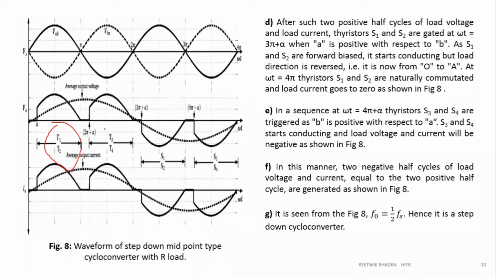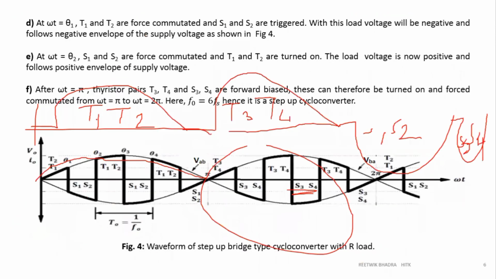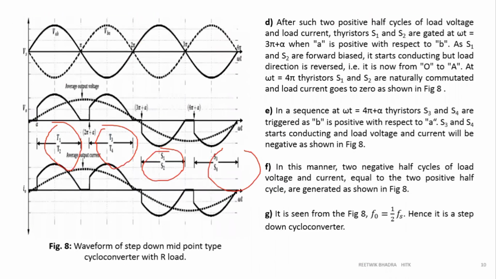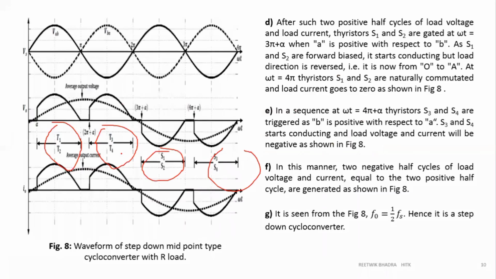So T1 T2 T3 T4 S1 S2 S3 S4. This is what we have discussed right now. So pulses should be given accordingly to get these turned on. Okay, so this is one part of the cycloconverter completed. Tomorrow we'll see how much we can do, and if I have time I can show you some simulations also.